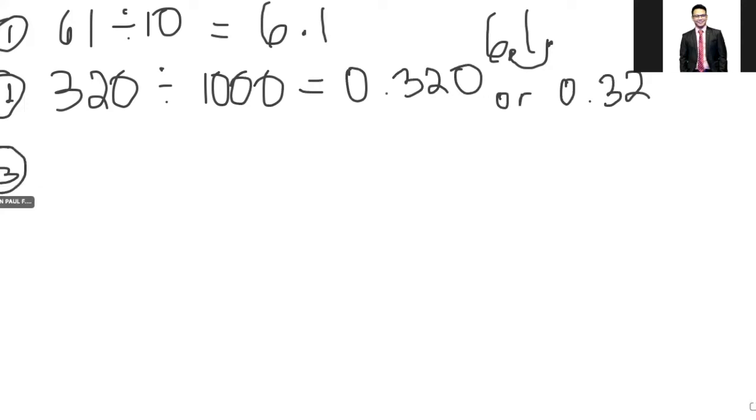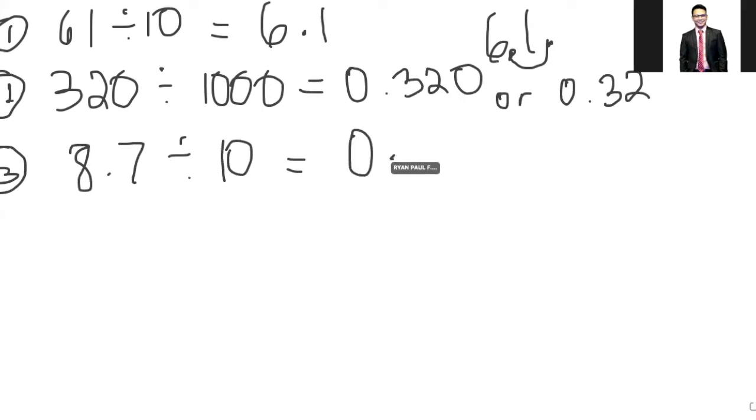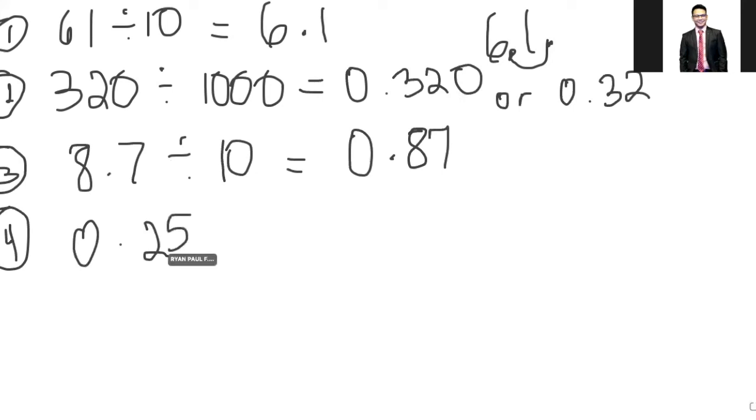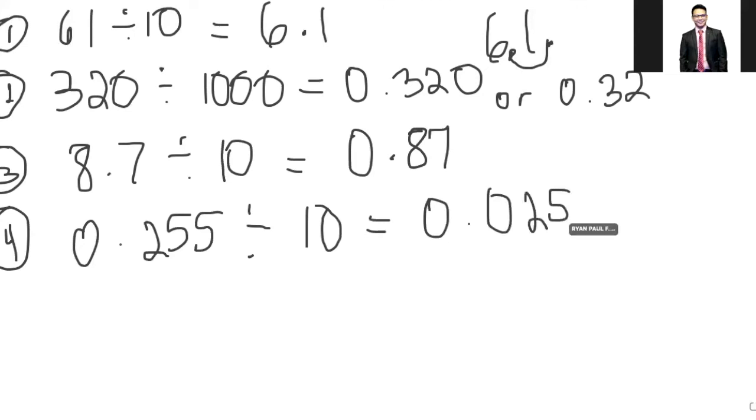Another example, we'll have 8.7 divided by 10. What do you think is our answer for number 3? If your answer is 0.87, then you are correct. Another example for dividing decimals is 0.255 divided by 10. So we will move the decimal point 1 unit again to the left. So that will give us 0.0255.